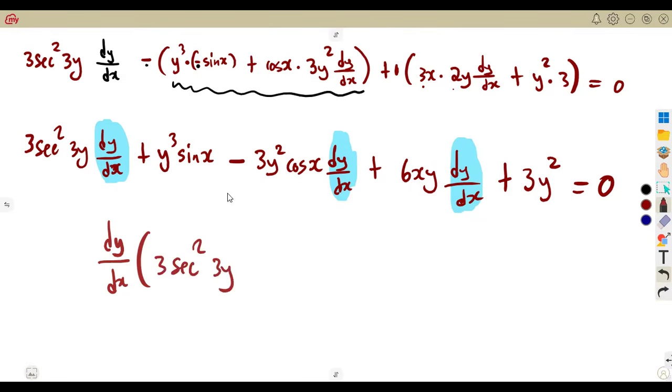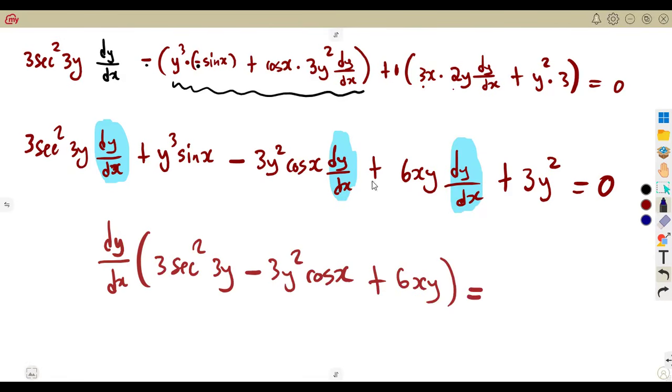3y like that. If I factor it out here, what am I going to remain with? This part, minus 3y squared, the cos of x. If I factor it out here, what am I going to remain with? Plus 6xy. So we have affected the part where dy/dx is and factored out that dy/dx that we had. This is what you're having, which must be equal to what?